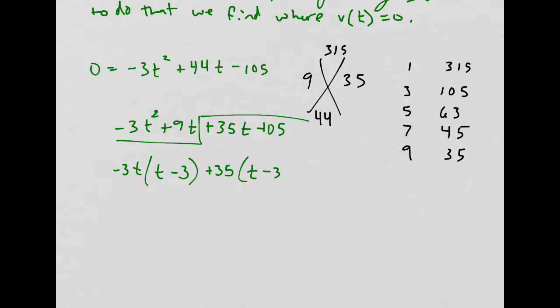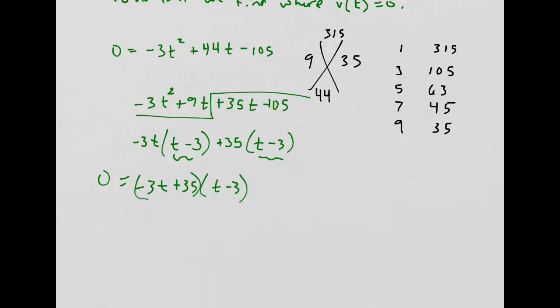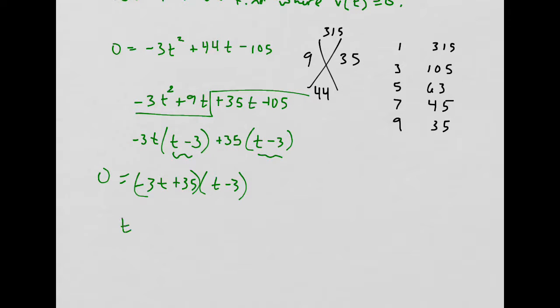Yep. So there we go. Those are the same. That's what I wanted. So I really get negative 3t plus 35 and then times t minus 3. Cool. And that's still equal to 0. So I can flip them around. t equals 3. Also, maybe I'll just set that one equal. You set each piece equal to 0 and solve. So negative 3t plus 35 equals 0.